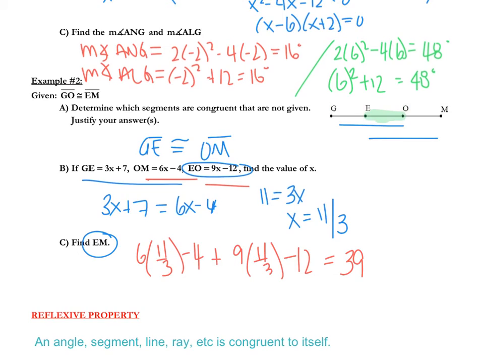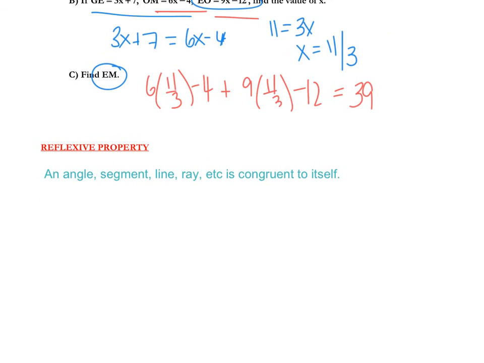All right, let's get into the actual proofs now. So one thing we do need to know is what's known as the reflexive property. The reflexive property just states that an angle or a segment, a line, a ray is congruent to itself. So if I said angle A, well, angle A is congruent to angle A.